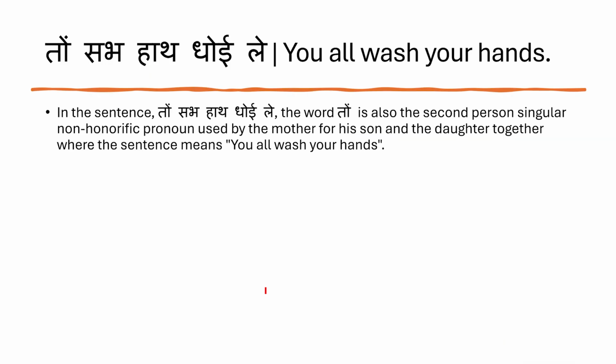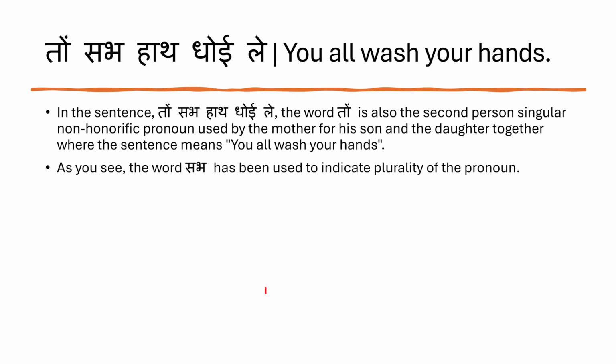So, in the sentence "to sab hath dhoile," the word to is also the second person singular non-honorific pronoun used by the mother for her son and daughter together, where the sentence means you all wash your hands. As you see, the word sab has been used to indicate plurality of the pronoun.